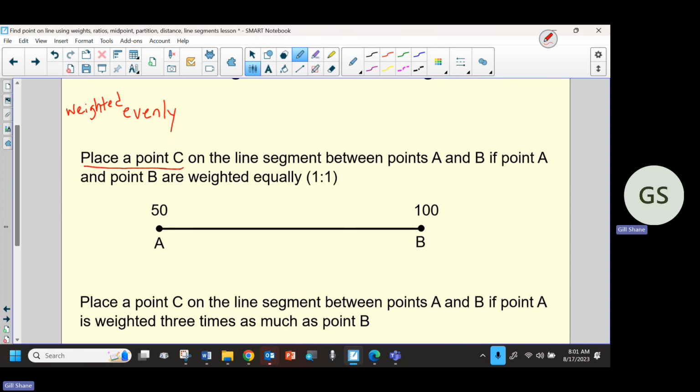So again, always understand what they're asking you to do. We're trying to put a point on the line, which would wind up being a number, like it's going to have a number value based on the weights. So we would say in this problem, weight of A. So when I write W, that means weight.